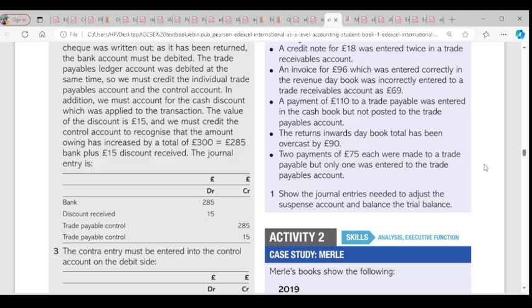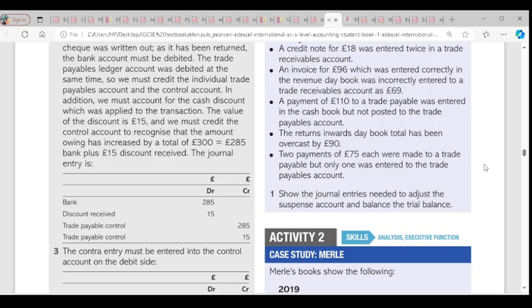The first one, there's going to be a debit entry for trade receivable, credit entry for suspense account. The second transaction will have a debit entry for trade receivable for 27. That's the difference between the invoice figure and the amount recorded. So trade receivable will have 27 as a debit, and 27 as a credit in the suspense account. The third transaction will have 110 as a debit entry for the trade payable and a credit for the suspense account. Then the return inward will have a credit entry for 90.